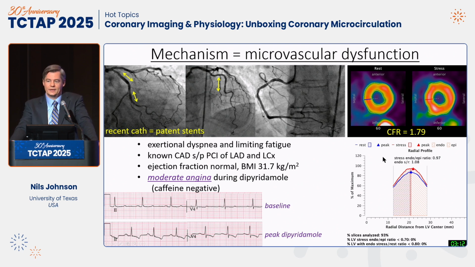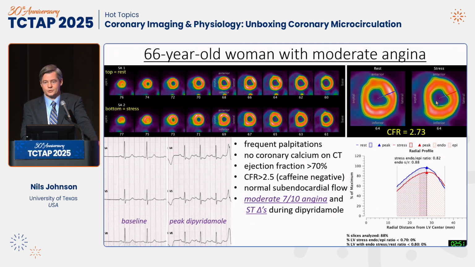We test caffeine in everyone who comes into our lab, so it's not as if this is a false negative or something like that. And you can see on the cross-sectional images that the subendocardium is in the same place at rest as at stress. In other words, there is no subendocardial ischemia. Flow is just globally down across the entire wall of the left ventricle due to primary microvascular dysfunction.